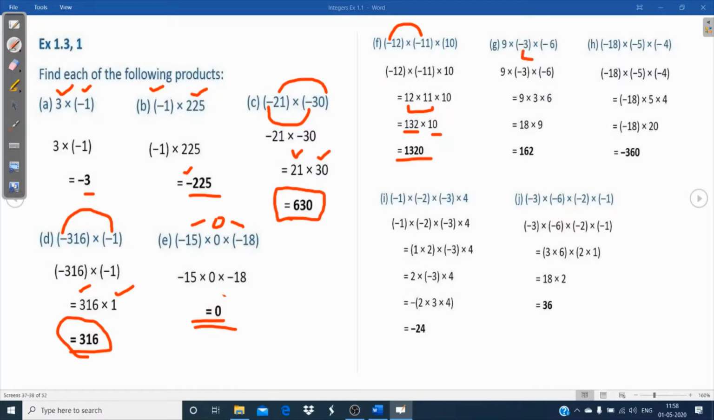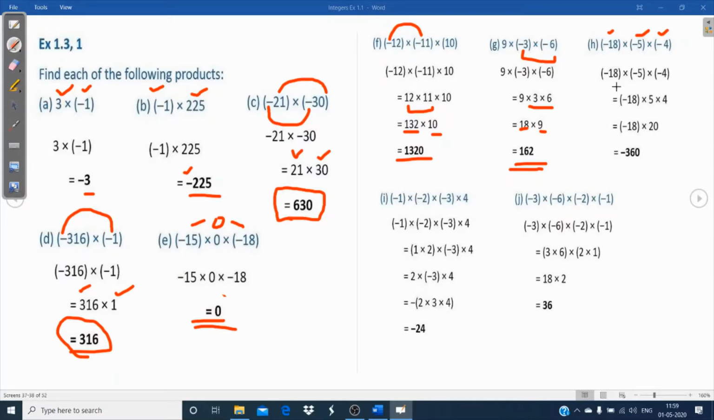Similarly, next part, again three integers are there. We will multiply the last two integers first. Now you can see minus minus will become what? Sign plus. And 3 sixes are 18. Then multiplied by 9. So finally what will you get? 162.